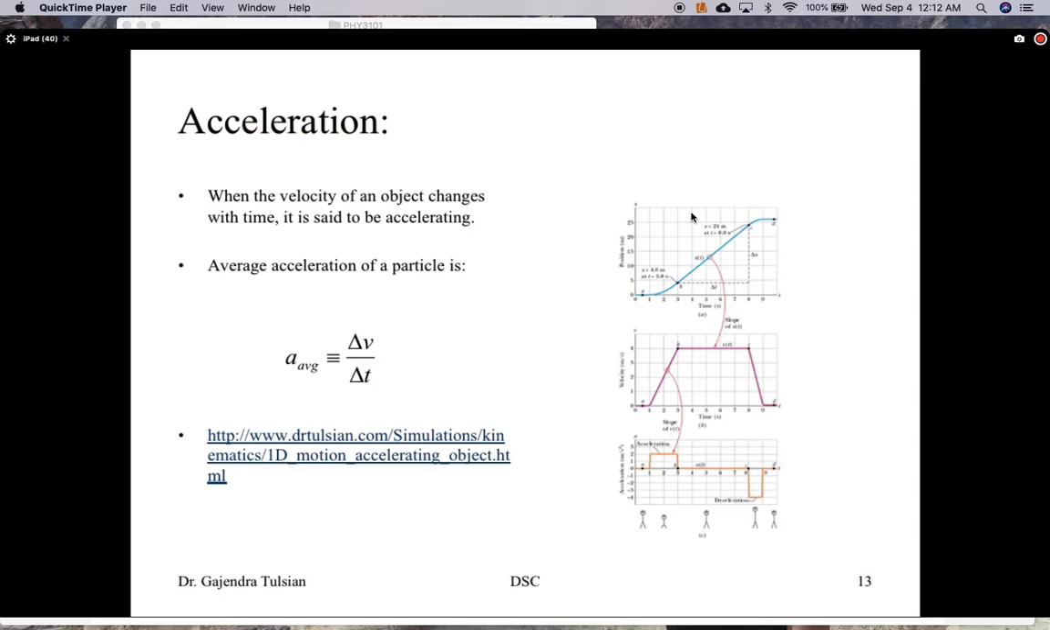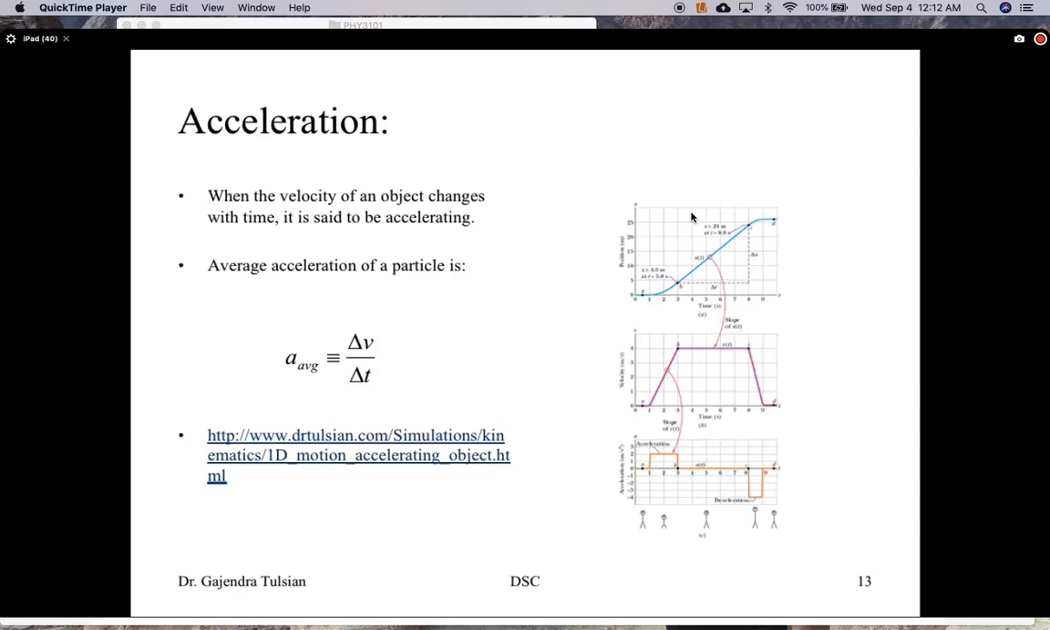Now let's define acceleration. You are accelerating when your velocity changes. So change in velocity divided by the time over which this change happens is the average acceleration. If there is no change in velocity, acceleration would be zero. Now you can go to this link and look at objects that accelerate.